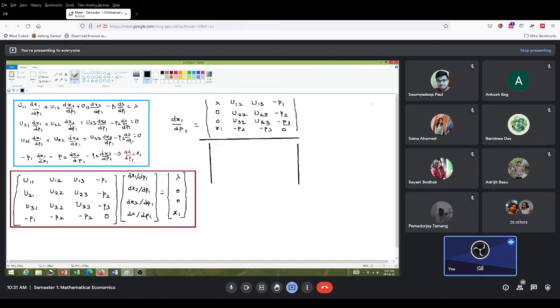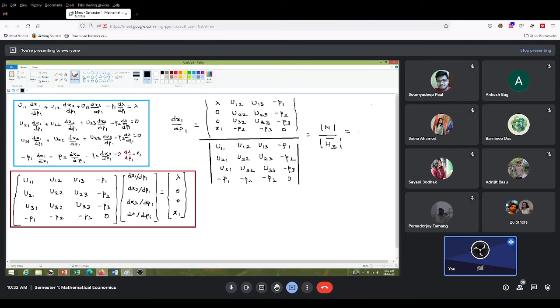What will come in the denominator? So the matrix or the determinant. Okay, can you tell me what this determinant is? This is the bordered Hessian determinant. So I'm just writing the numerator over here. This becomes H3.